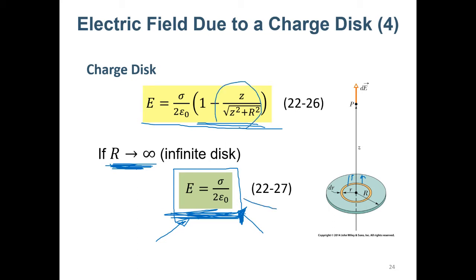And actually, this is very interesting, which means that the E field is uniform. It is not related to the distance, the position of the point you are concerned with. Sigma is the surface density of the charge, and epsilon 0 is the permittivity, which is also a constant. So the E field is a constant, which means that if you have a large plate, then you can generate a constant E field.